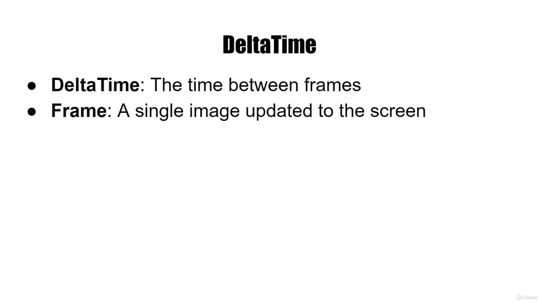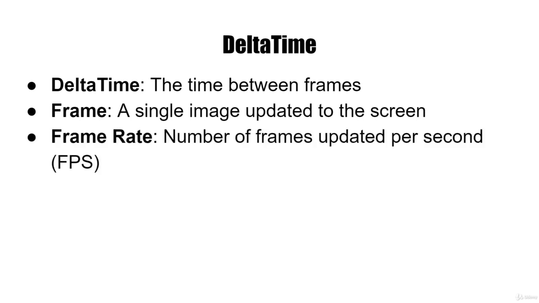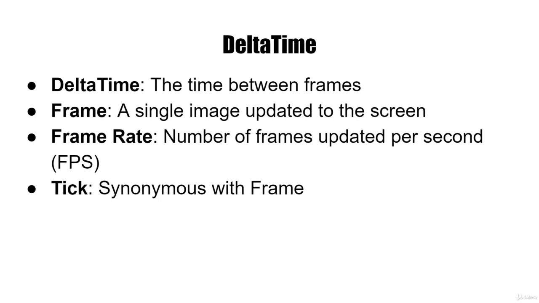You see, when you're playing a video game, you're looking at a series of still images displayed to you very rapidly. The frame rate is the number of frames updated per second. You'll often hear the term FPS, which stands for frames per second. Now, you'll also hear the term tick, which is synonymous with frame. If you say you do something every tick, you're doing that thing every frame.